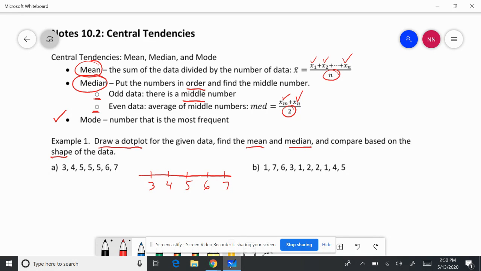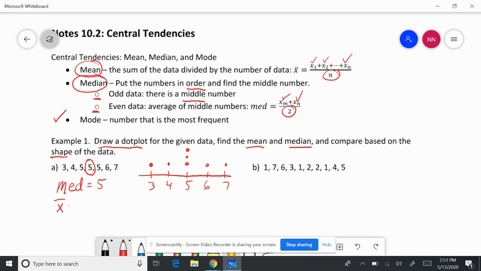We're going to put a dot at 3. We're going to put a dot at 4. We're going to put 3 dots at 5, a dot at 6, and a dot at 7. Now we're going to find the mean and the median. I'm going to find the median first, and the median, remember, is the middle number. We have 1, 2, 3, 4, 5, 6, 7. 7 pieces of data, so the middle number would be 5. So that means that our median is equal to 5.